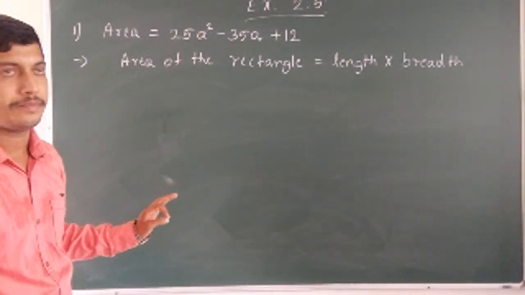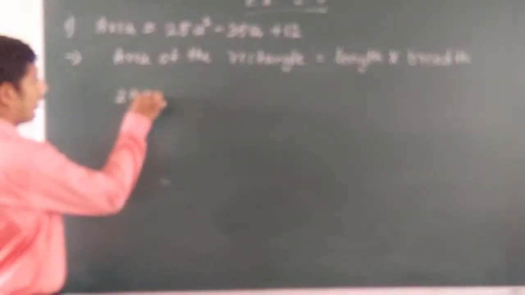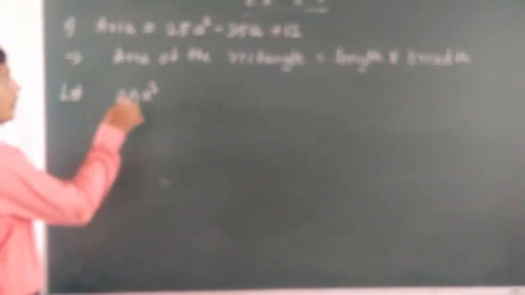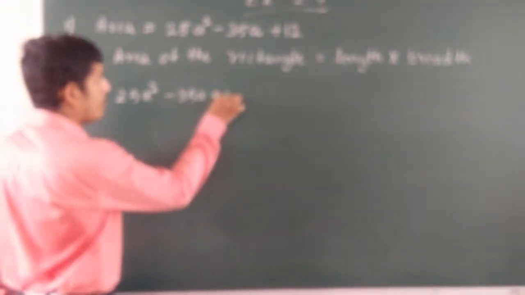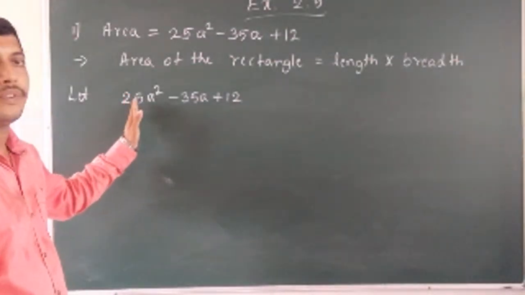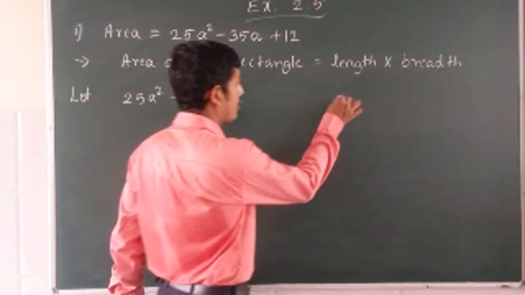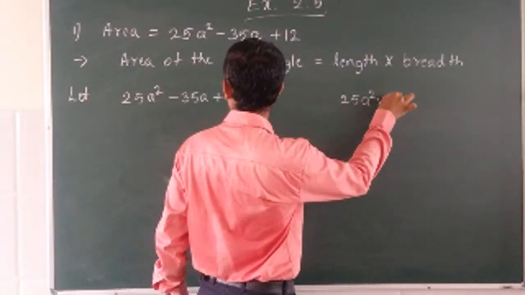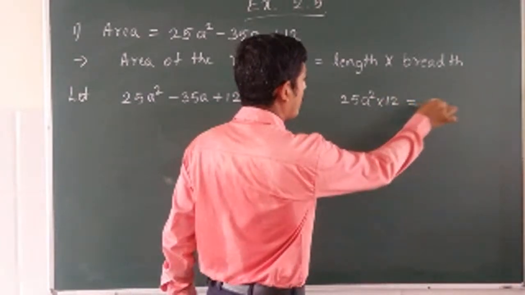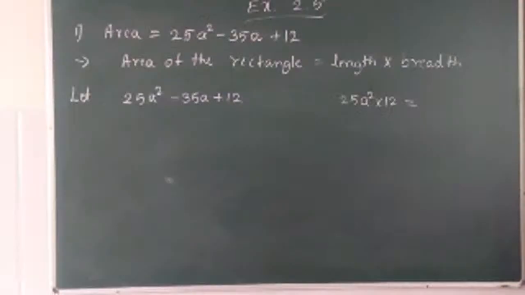We will consider 25a square minus 35a plus 12. So in splitting the middle term, what we have to do? We have to multiply the first and last. So that's why it becomes 25a square into 12. Find the answer first. Because in splitting the middle term, we have to multiply the first and last term. Here the first term is 25a square and the last term is 12.